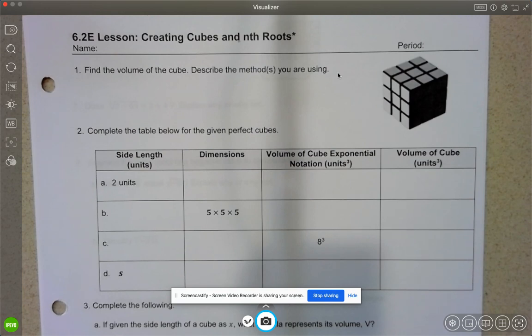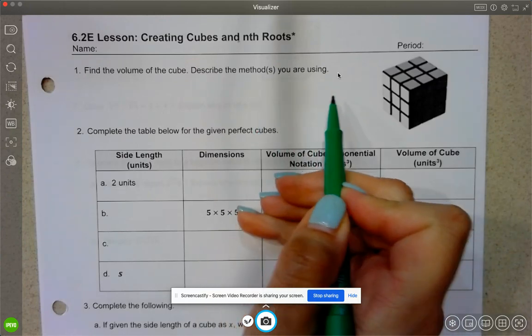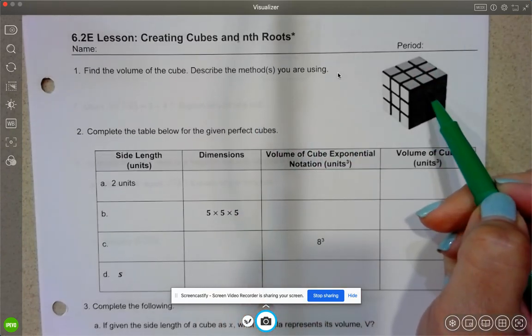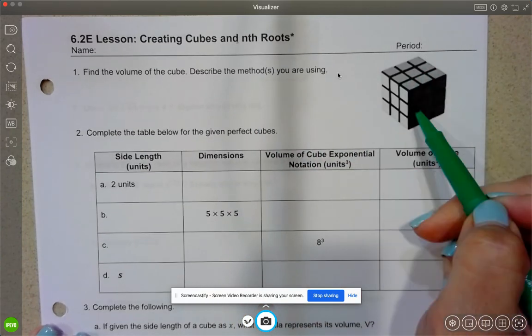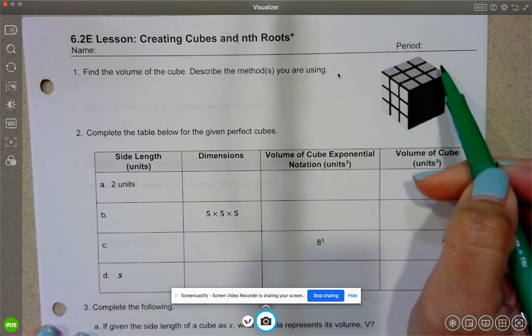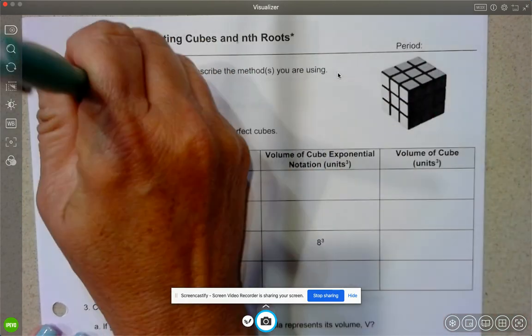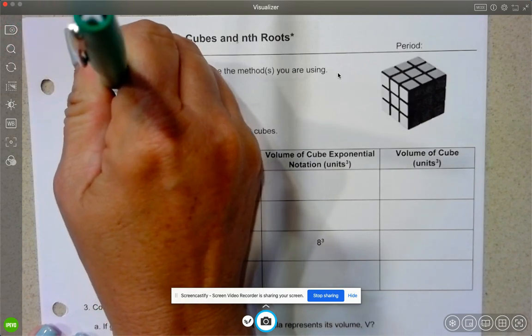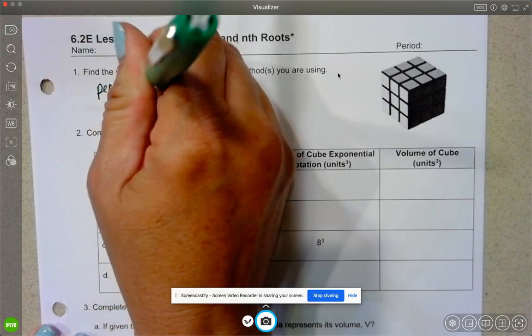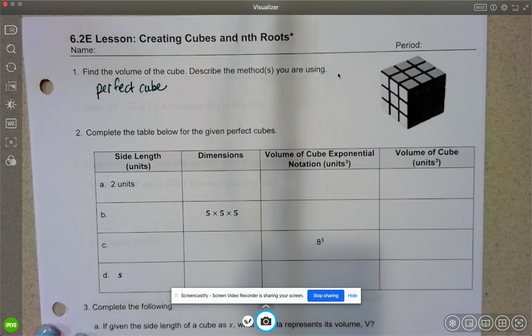The first question is: find the volume of the cube and describe the method you're using. So here's a cube, actually a Rubik's Cube, right? Well, this cube, since all of the dimensions are equal, is called a perfect cube. See, all of the sides are exactly the same.